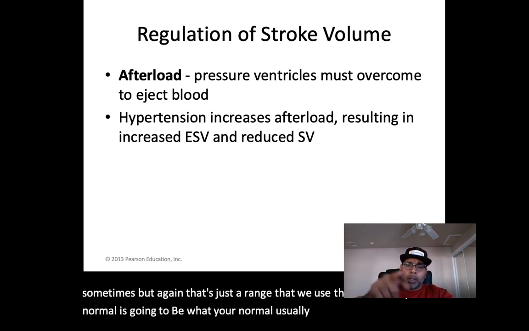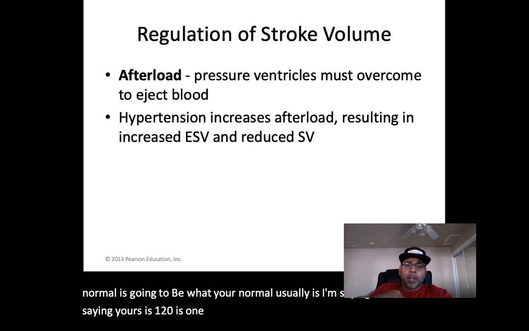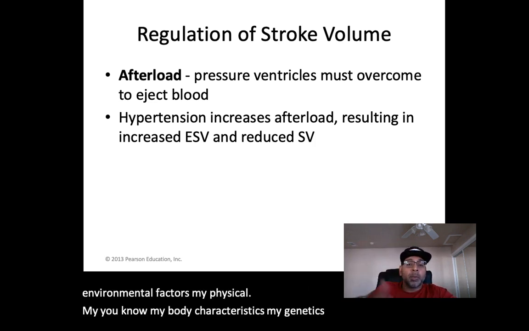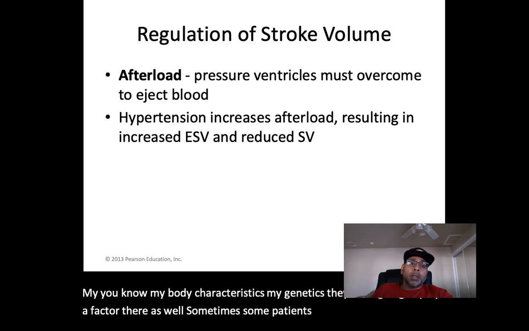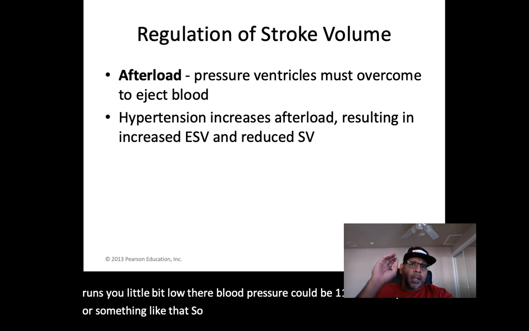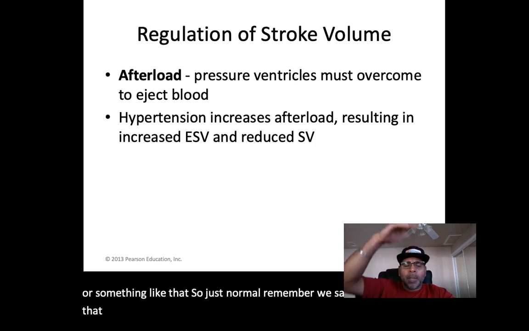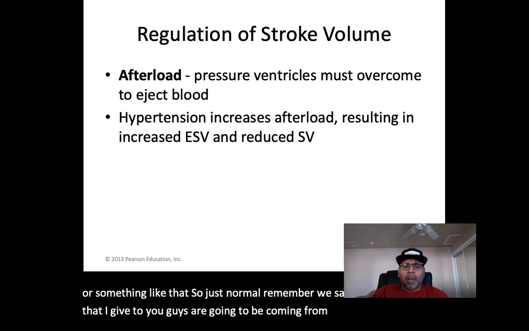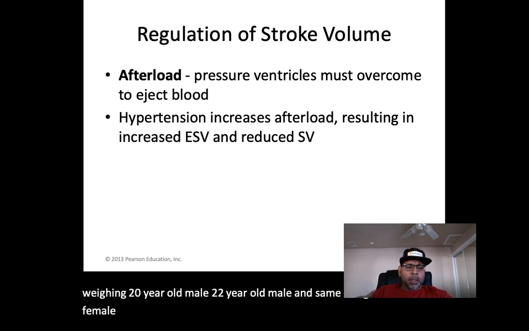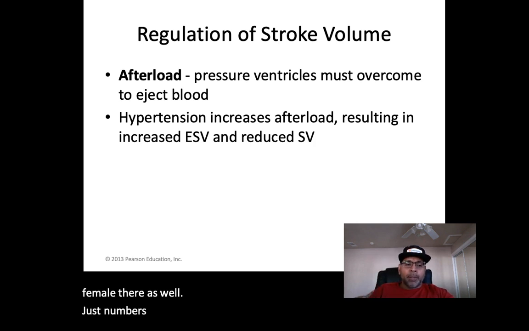I'm saying 120. I'm not saying yours is 120, his is 120, hers is 120, mine is 120. It's not going to be like that. My environmental factors, my body characteristics, my genetics, they're all going to play a factor as well. Sometimes some patients have a blood pressure that runs a little bit low. Their blood pressure could be 116 over 78, or something like that. Remember, the numbers that I give you guys come from a 155-pound, 20-year-old or 22-year-old male, and the same thing with the female as well. So these are just numbers we use for reference.